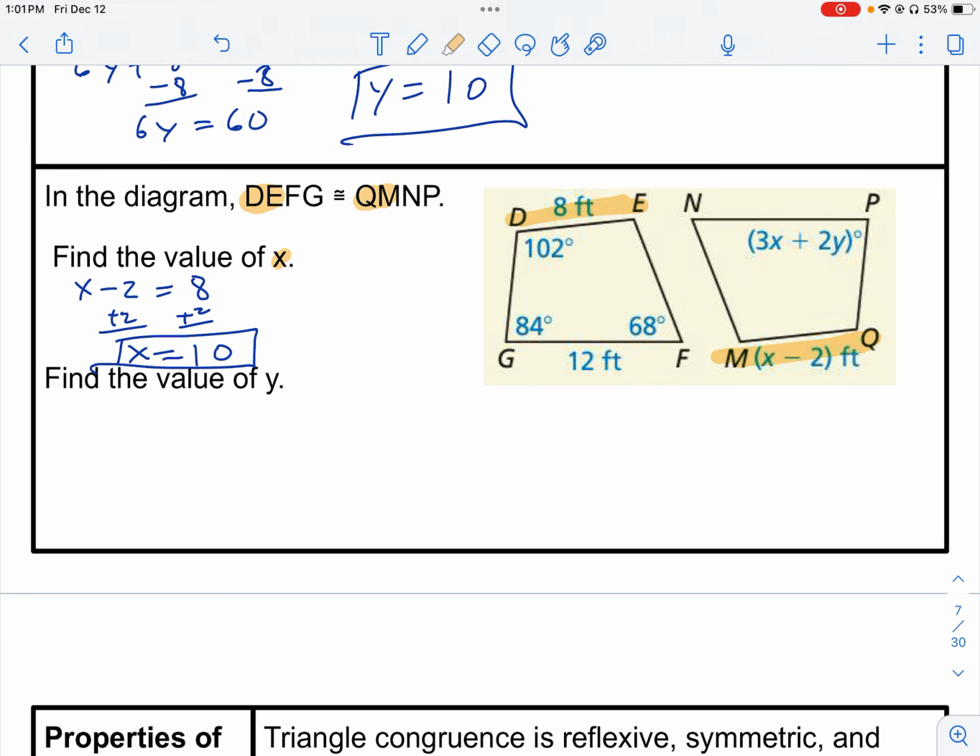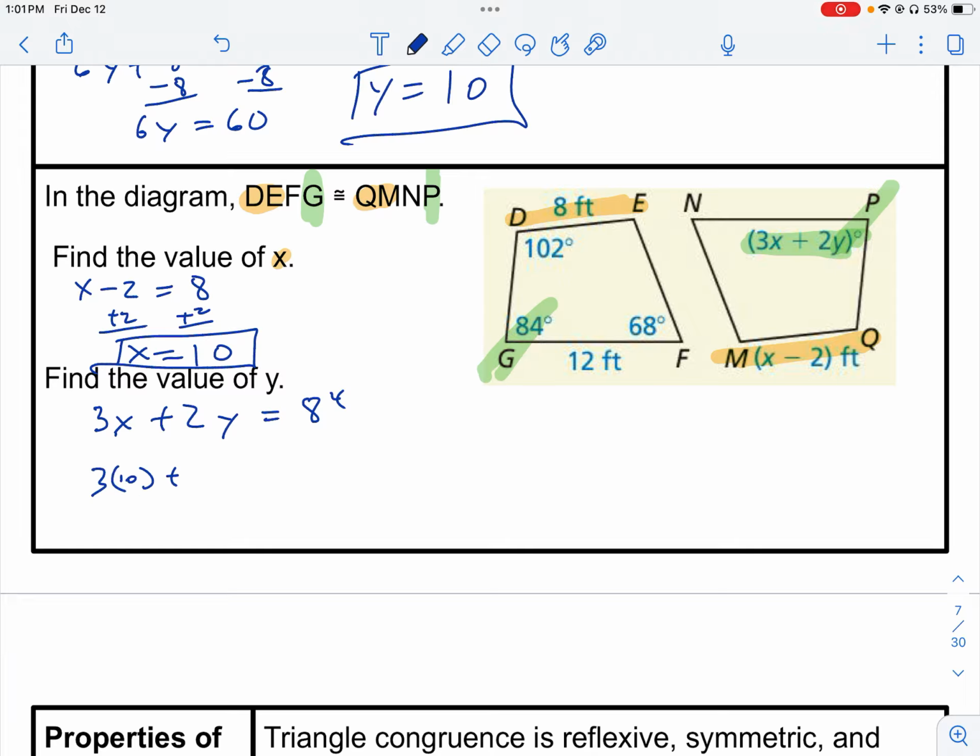So x equals 10. Not too shabby. Let's find our y. Well, here's our y, 3x plus 2y degrees, and that's angle P. Angle P is here. So it matches with angle G, and G is 84 degrees. So 3x plus 2y equals 84. X is 10.